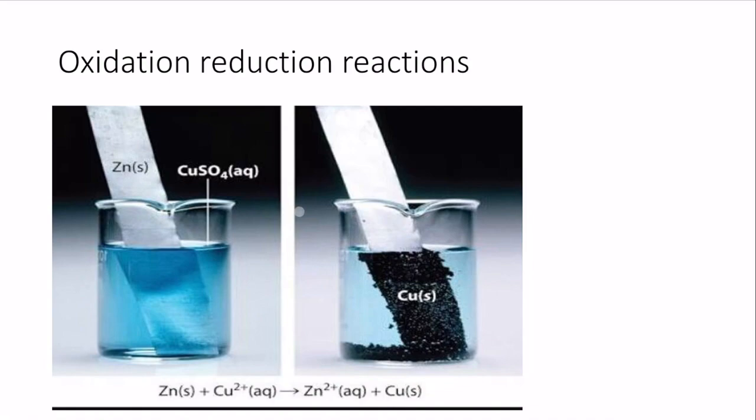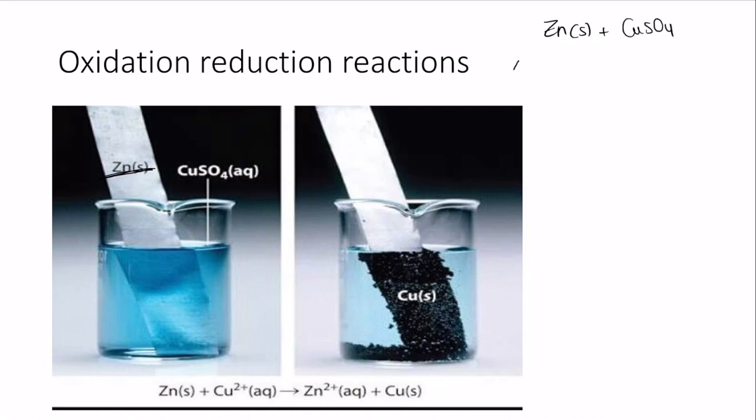Another observation is that it liberates heat, so the reaction is exothermic. So it's obvious that in this experiment we have a reaction. Now let's talk about the reaction. We started, as you can see, by adding a zinc strip to CuSO4, so we have Zn as a solid plus CuSO4. So what's going on?